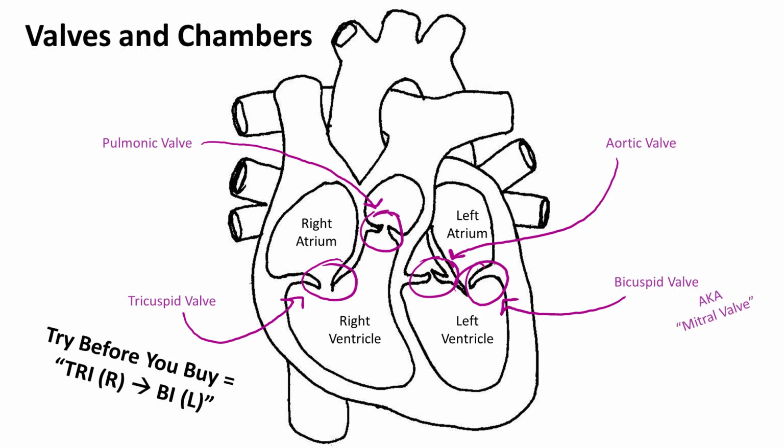One little trick that can help you in order to remember whether tricuspid and bicuspid are on the left or the right: you can remember that you try before you buy. So if you're reading like a normal book and you're going from right to left, you try before you buy, meaning you have a tricuspid valve and then a bicuspid valve.